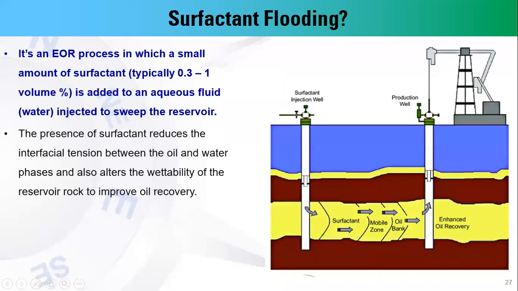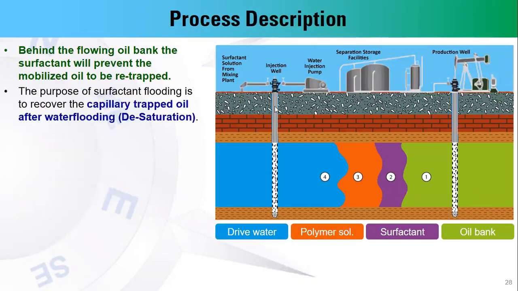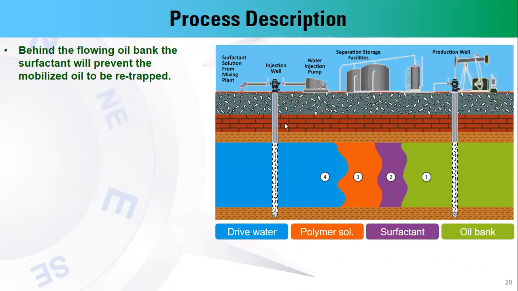The mechanism of surfactant, as you know, is to reduce the interfacial tension between the oil and water and the residual oil in the reservoir, and accordingly the surfactant may modify the reservoir wettability from an oil wet to a water wet case. So, process description in detail.